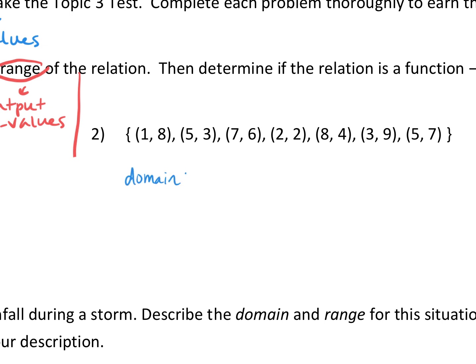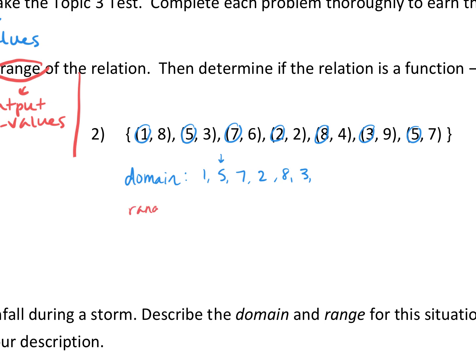Domain are your x values. So we're just going to look at each x value. We have a 1, 5, 7, 2, 8, 3, 5. So 1, 5, 7, 2, 8, 3. And then the 5 we already have right here, so we don't need to write it again.